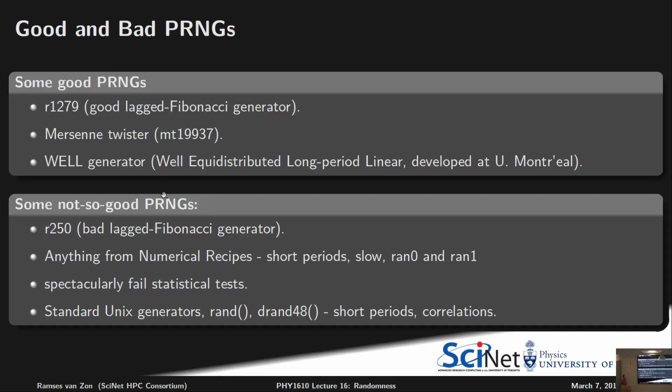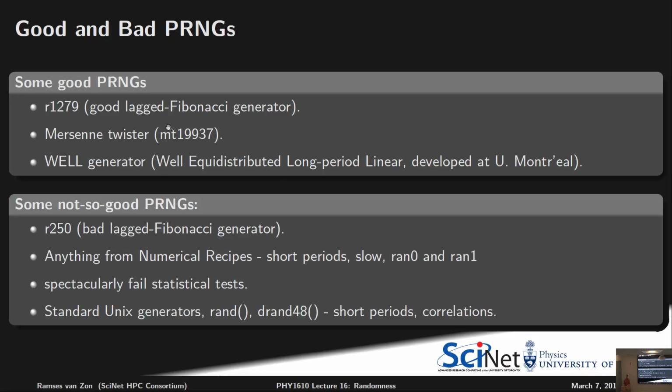But there's some known bad ones as well. And if you just want to see how bad your stuff could get, you might just want to pick that and see, okay, how poor is this? This is a bad version of the first one. Almost anything in Numerical Recipes isn't particularly good. It's good for demonstration purposes and to get an idea. It has short periods, so it'll repeat itself quickly. It'll tend to be slow. And it often spectacularly fails these statistical tests. You don't really want to do it. I like Numerical Recipes as a learning book, but you don't want to use every recipe as is. I definitely don't stick to the standard Unix generators like rand or drand48. They have short periods and correlations, and that's generally not the way to go.